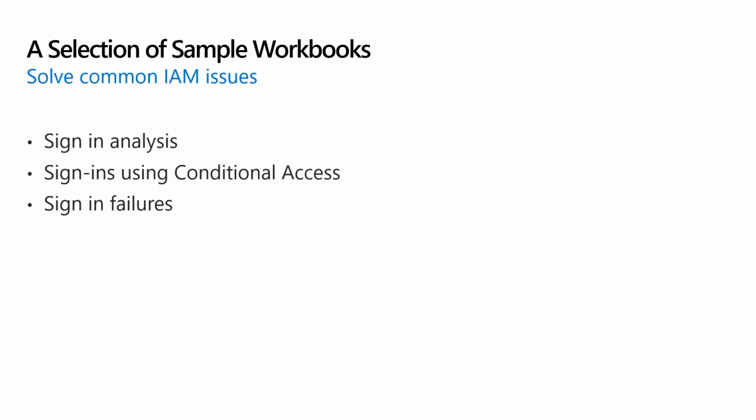So today we'll take a look in the demo at a couple of common workbooks. We'll look at the sign-in analysis workbook, which is really great for just understanding in general what's happening in your tenant. We will look at sign-ins using conditional access to see what's happening with conditional access and whether you might be accidentally blocking users that you don't intend to. And then we'll also take a look at sign-in failures, which is really useful for just making sure after you change policies that your user experience doesn't degrade and that people are not getting locked out from resources they should have access to. All right, so with that, let's swap over to the demo.